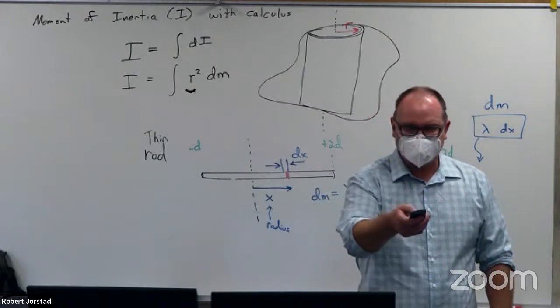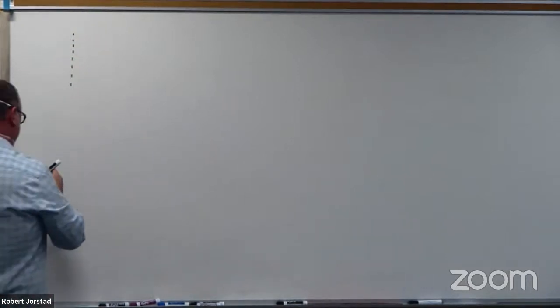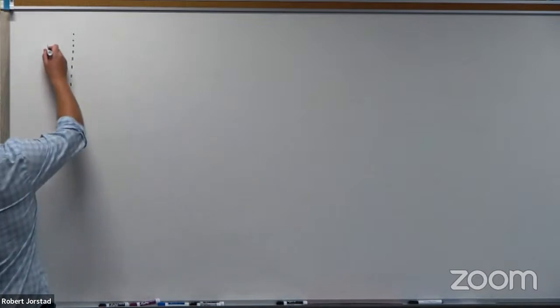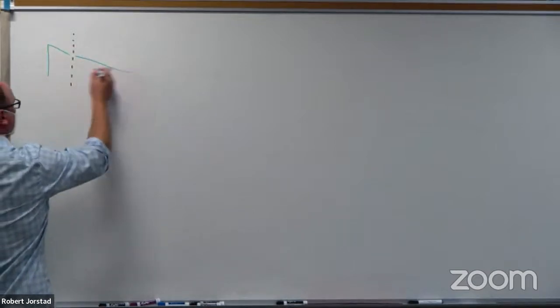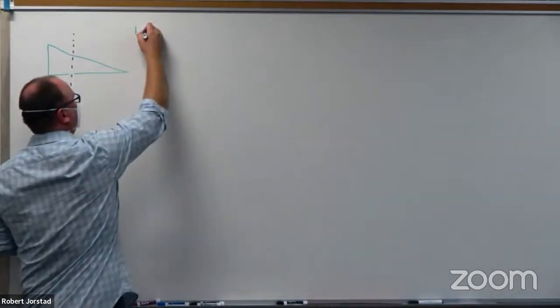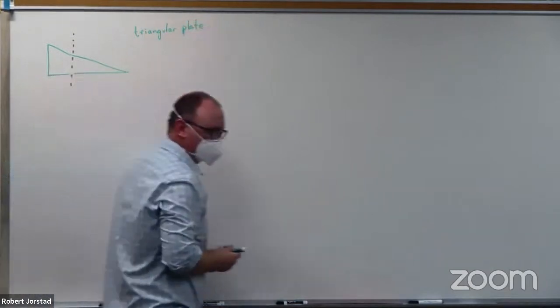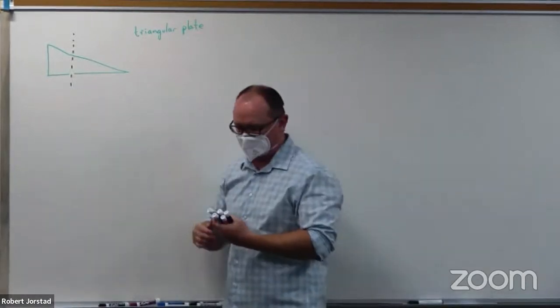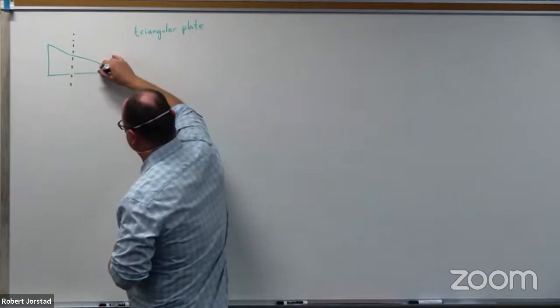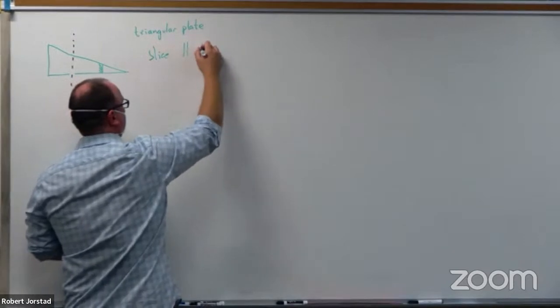And you can see that there. This triangular one is kind of interesting. Where did I put that? Okay. Well, let's say we have a triangular plate here. It turns out the same concept can apply here. You can slice this thing into chunks that are parallel to the axis. So I'm going to say that, slice parallel to axis.